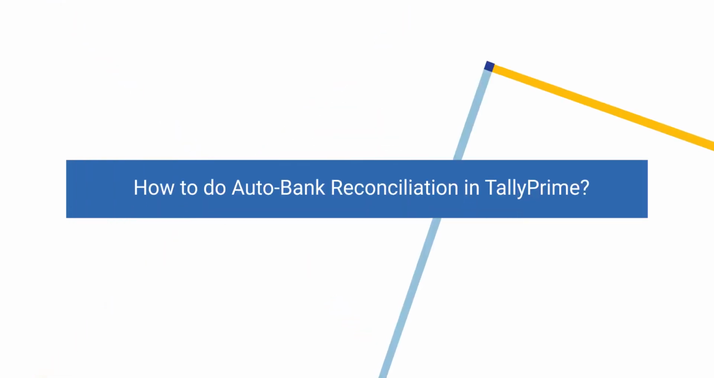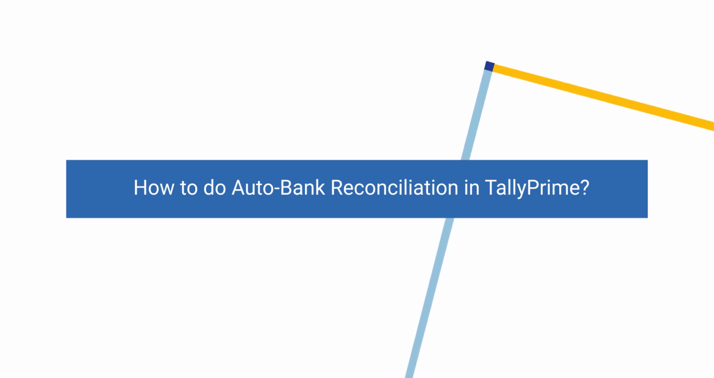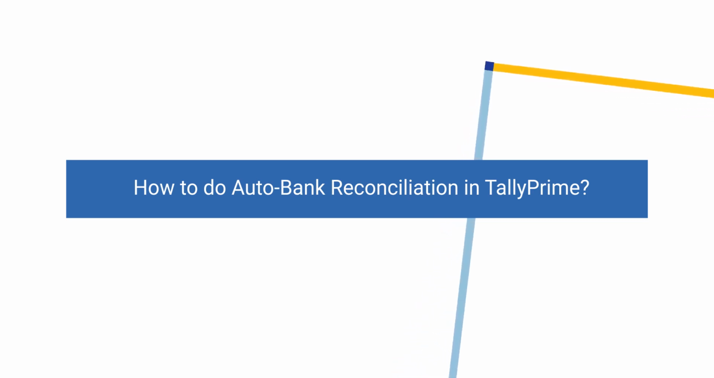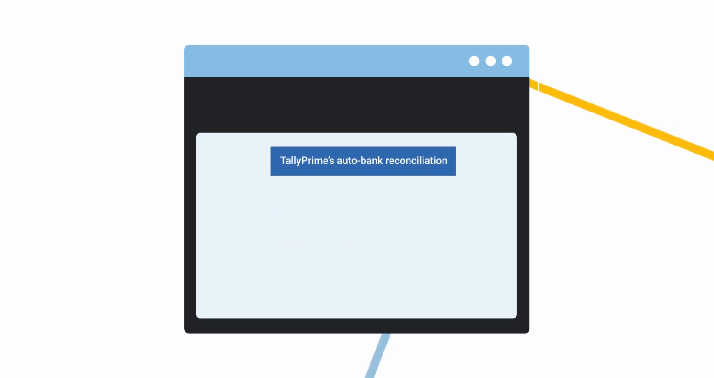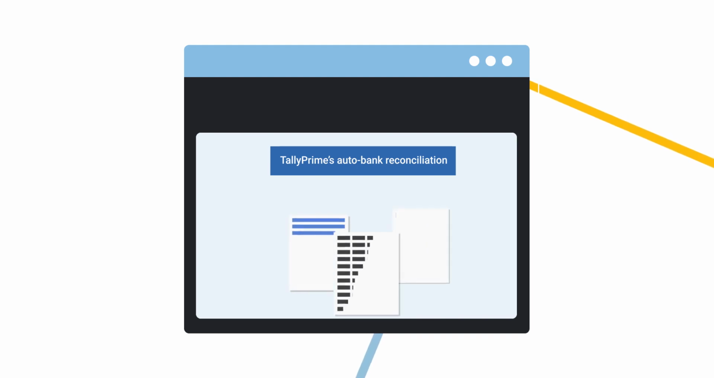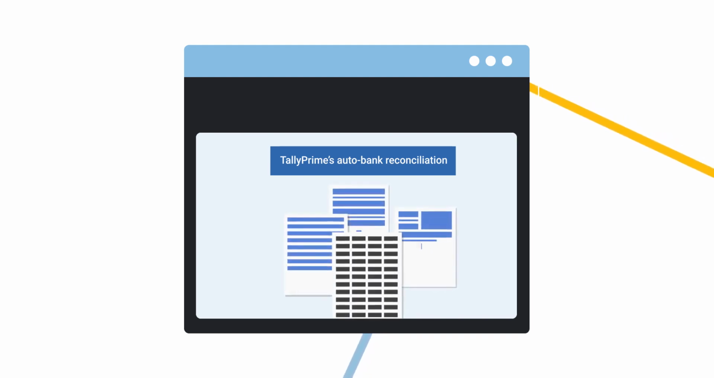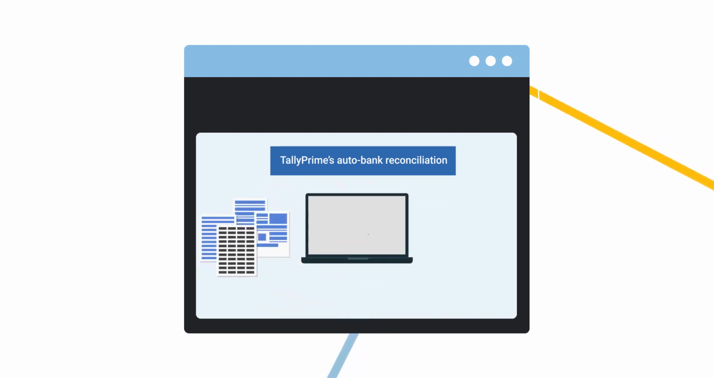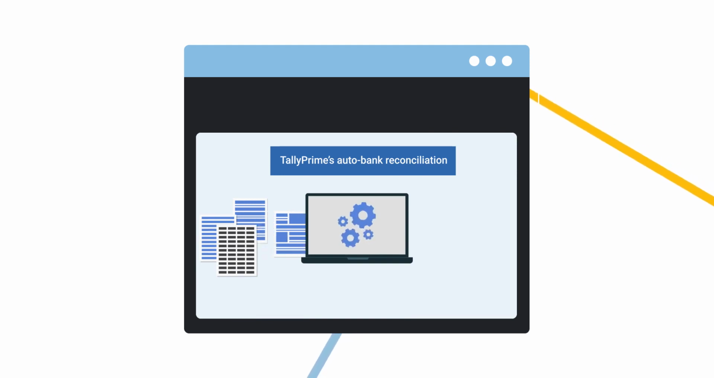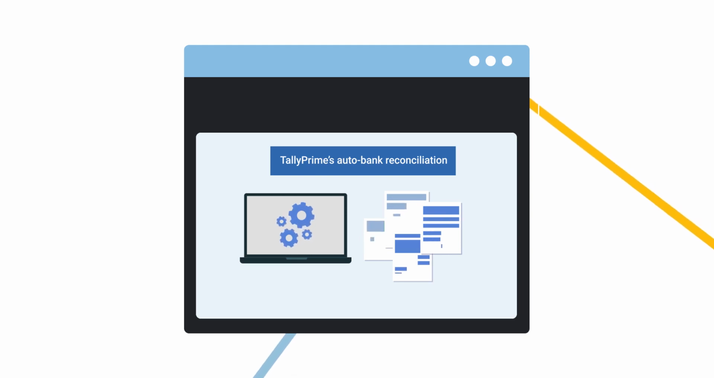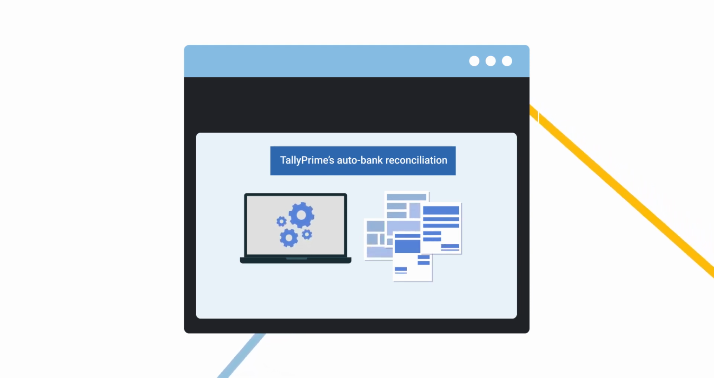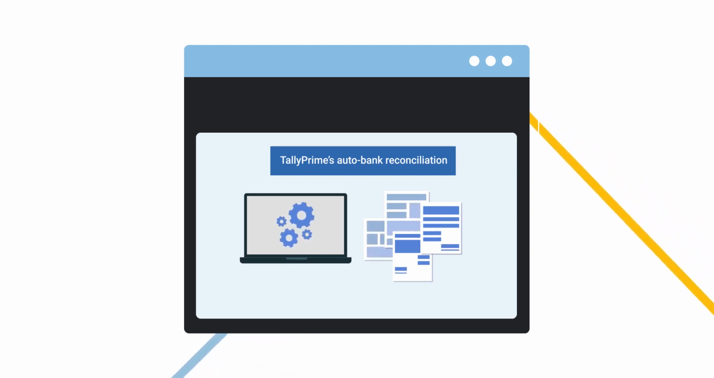In this session, we'll learn how to do auto bank reconciliation in Tally Prime. With Tally Prime's auto bank reconciliation, reconciling bank statements with a long list of transactions is no more a stressful activity. All you need to do is just import the statement you have downloaded from the bank and reconciliation will happen automatically. Let's start by enabling Auto Bank Reconciliation.